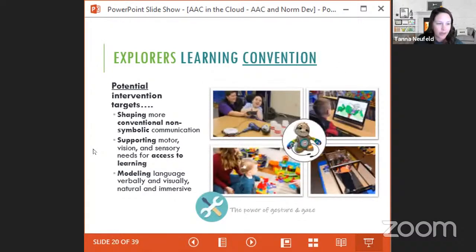What about learning convention? So if we have a communicator who's in the emerging stages coming to us that is intentional, but they're using some unconventional or less clear signs for communication, some of our potential targets may be shaping more conventional non-symbolic signals, right? Teaching giving, showing, pointing, eye gaze, vocalization inflections to communicate without spoken words. We're also going to continue supporting those motor, vision, and hearing needs or access needs and continue modeling that more advanced language.